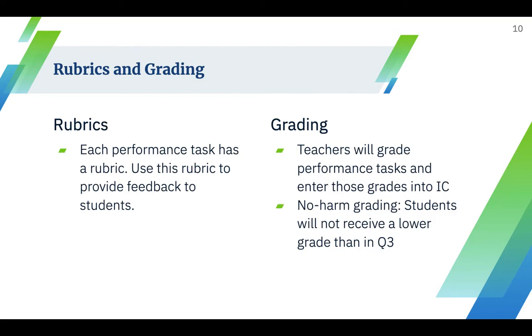This is a no harm, no fault grading quarter, which basically says that no matter what the student gets on their performance task, they will get the higher of the 2 grades between the performance task and quarter 3. So if a student is to do the performance task and they had a C in quarter 3 and they get a D on the performance task, their quarter 3 grade would carry over and they would have a C for quarter 4.